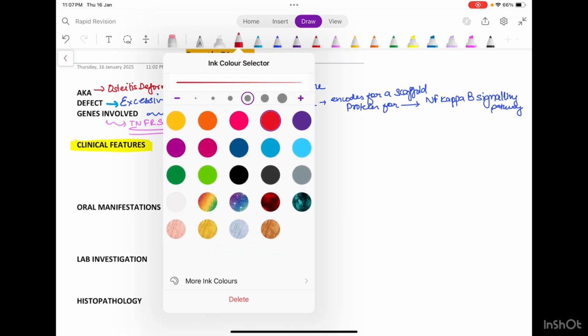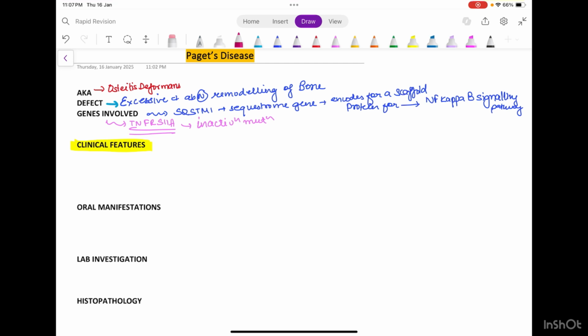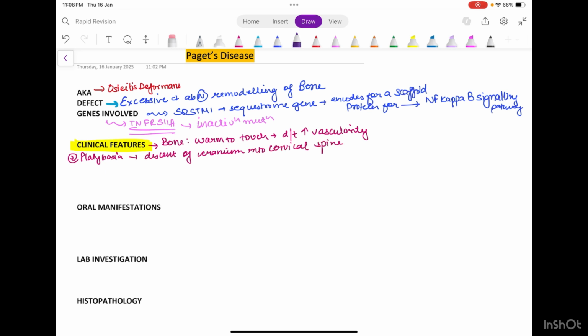Now coming on to the clinical features, first of all, what you will see is that the bone is warm to touch because of increased vascularity. All right, then you have platybasia, which is the descent of the cranium into the cervical spine, which in turn leads to spinal cord and nerve compression.